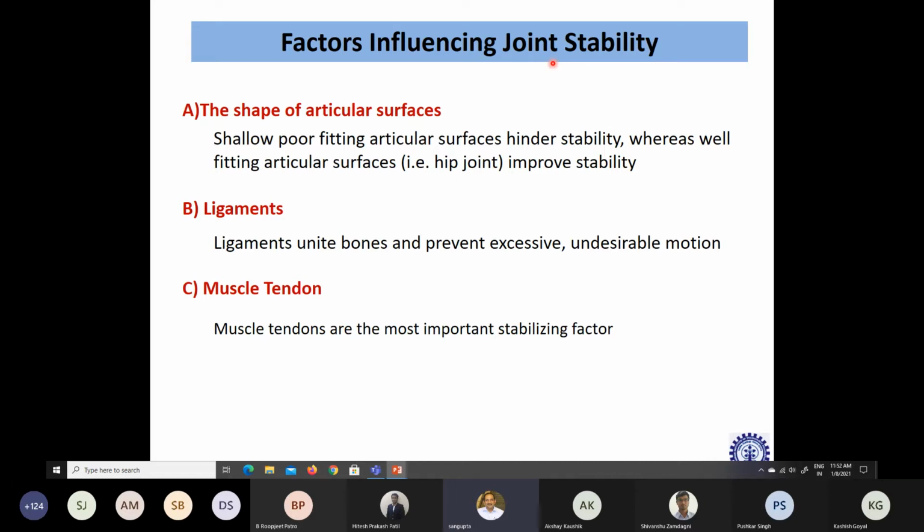The ligaments, of course, as you all know, function to provide stability to the joint. So ligaments unite bone and prevent excessive undesirable motion. Okay. Tendons connect muscles to bones, so tendons are also an important stabilizing factor. So these three are the factors typically influencing joint stability.